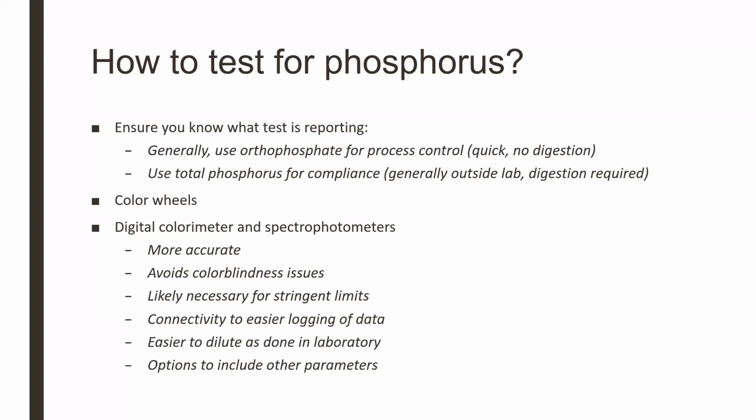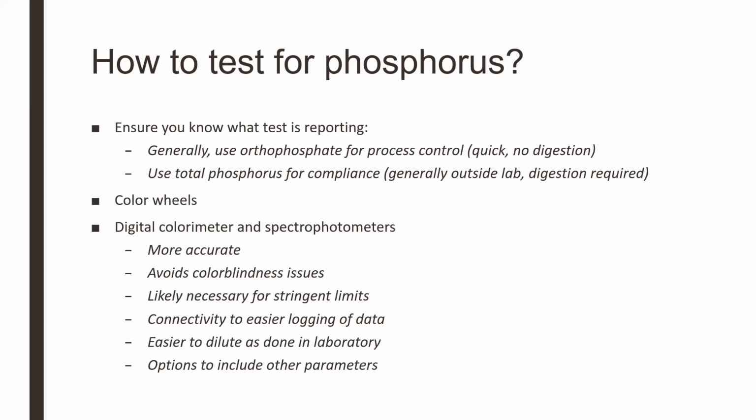Ideally, a digital colorimeter or spectrophotometer is more desired. These are just more accurate. They avoid color blindness issues. These are likely necessary for more stringent limits. And for many facilities, phosphorus limits end up being more strict than ammonia limits. So you're more likely to have a phosphorus limit below 1 than an ammonia limit below 1, at least on a year-round basis.